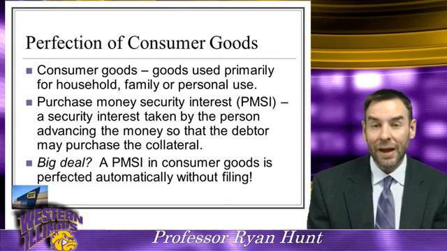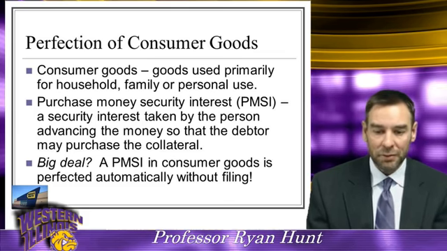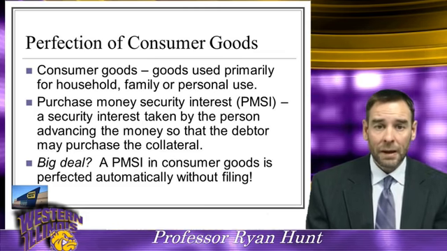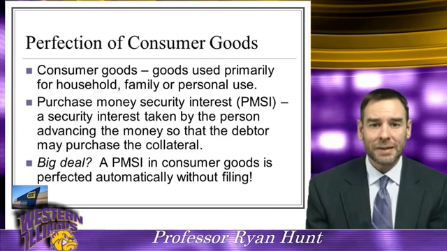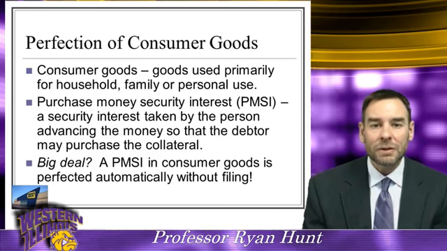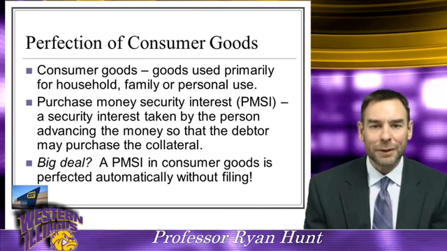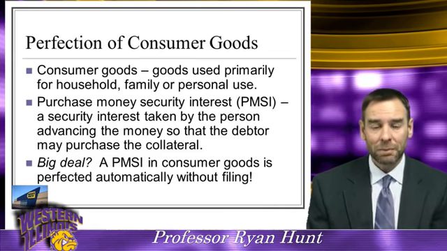Well, that's why we have this slide, right? The big deal is a PMSI in consumer goods is perfected automatically without filing. Okay, think Best Buy. That's why I put the picture of Best Buy up there, because here's my example, right? Consumers go to Best Buy and they buy consumer goods all the time. They buy refrigerators. I guess Best Buy has refrigerators. They buy big screen TVs and those kinds of things, stereo equipment.